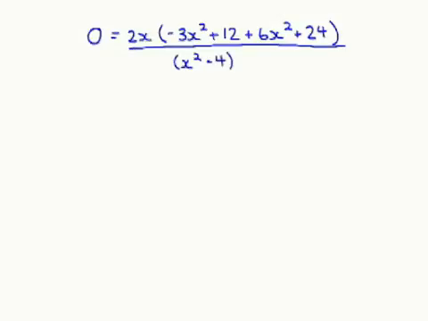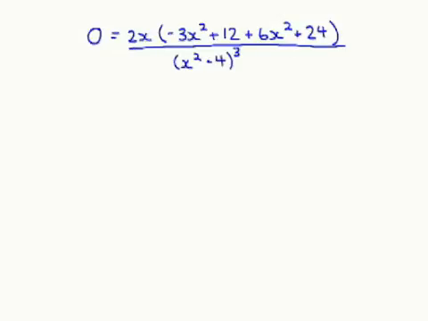I've also done a little bit of expanding, and now I end up with 0 is equal to 2x times negative 3x squared plus 12 plus 6x squared plus 24, it's all in brackets, and then that whole thing is divided by x squared minus 4, which is all cubed.